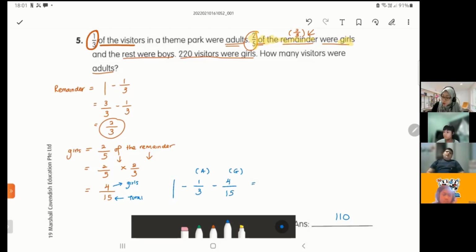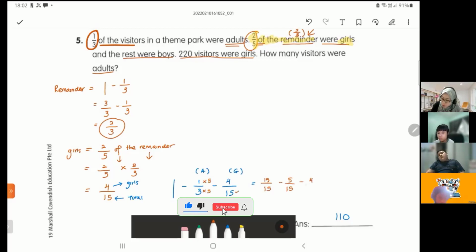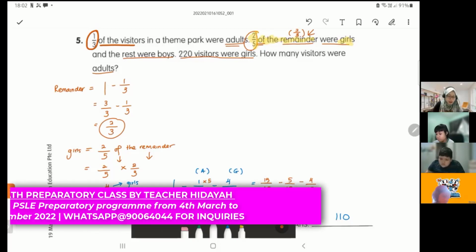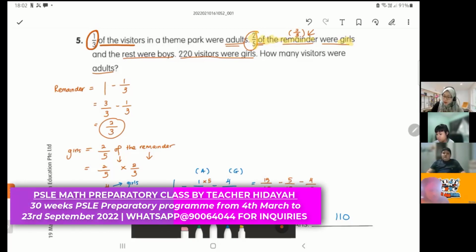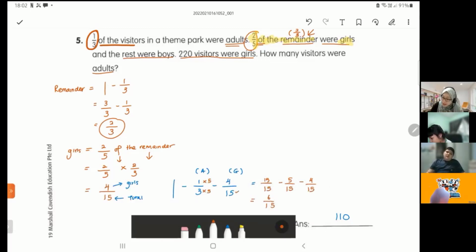Now we need to change everything to 15. Correct or not? Because this one is 15 already. Times 5, times 5. So 15/15 minus 5/15 minus 4/15. In short, is 15 minus 9. That will be 6/15. So this is my boys. I'm just parking here only.